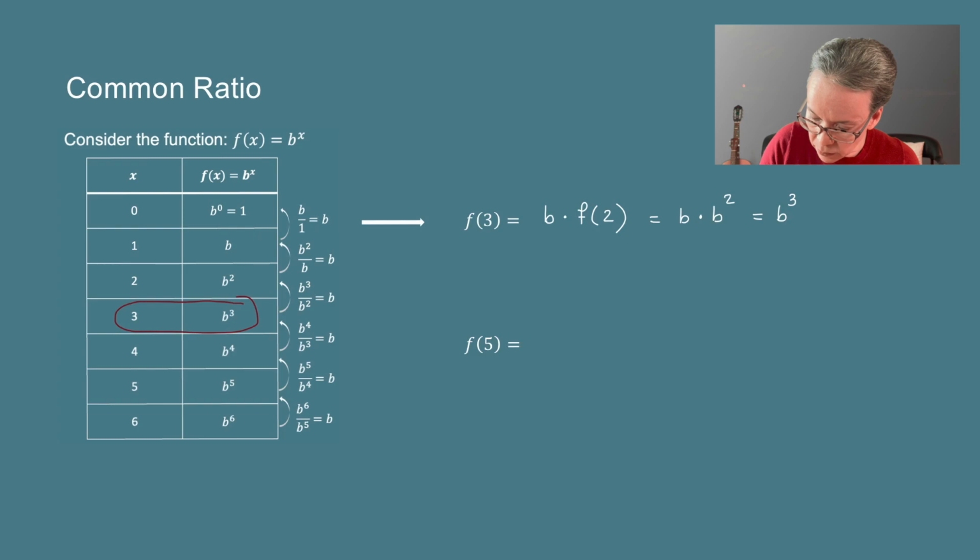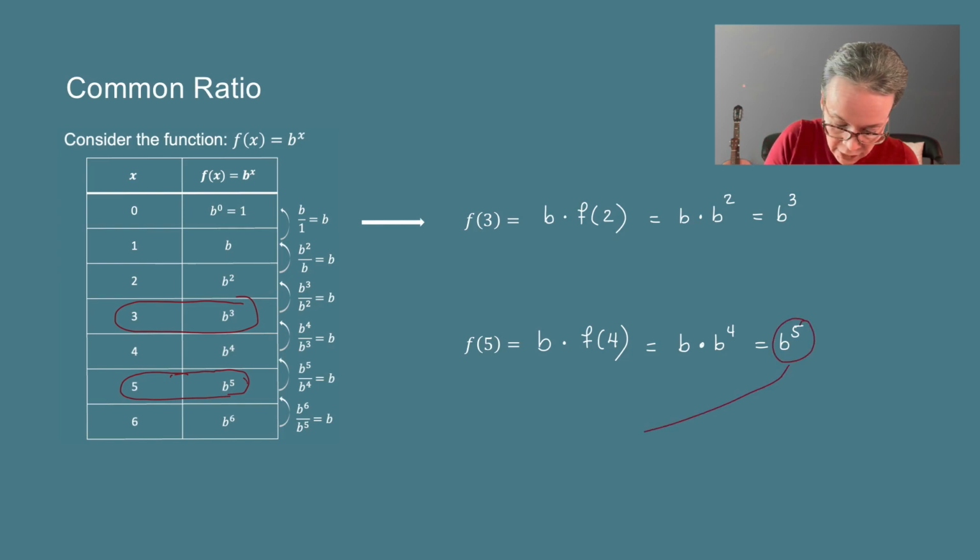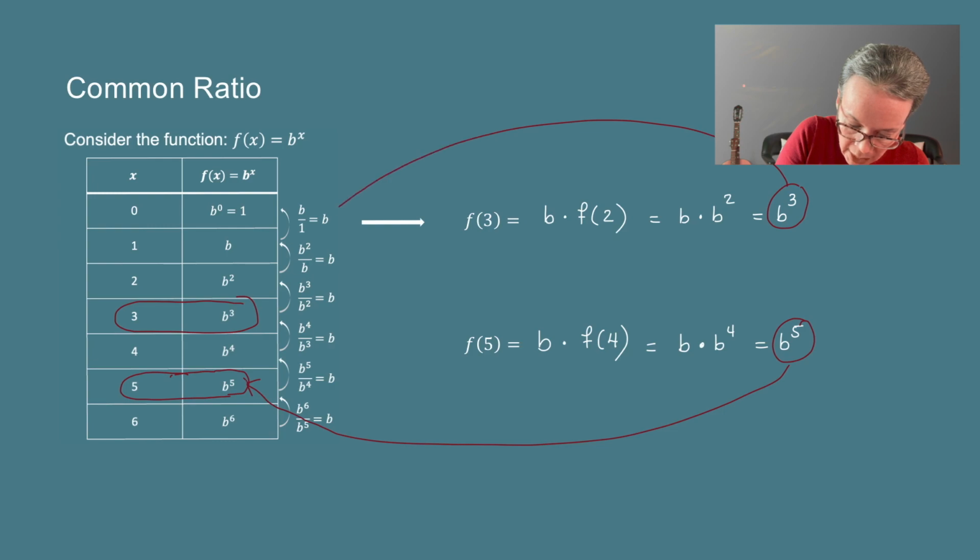Similarly, let's do the same thing with 5 right here. Notice right here, I can go ahead and say that f of 5 will be equal to the common ratio times the previous y value, in this case, f of 4. And that is going to give us b times b to the 4, which is b to the 5th. And I really want you to notice how this is indeed the case. B to the 5th is what we had as the y value, and b to the 3rd here is what we had right here as the corresponding y value. So pretty neat final result.